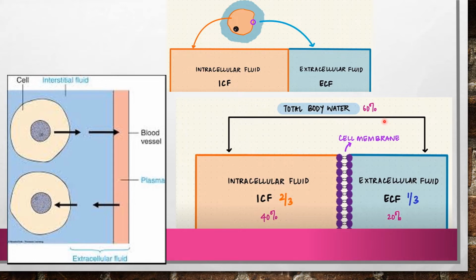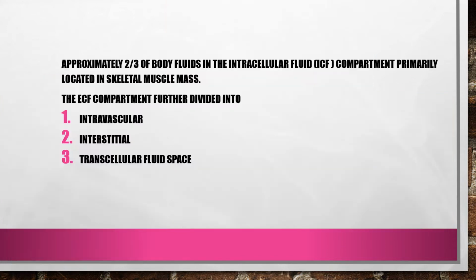This image I have uploaded for understanding purposes. This is a nucleus, this is a cell. Inside the cell, this orange color is the intracellular fluid. Outside of the cell there is a blue color space, that is the extracellular fluid. Clear? Nucleus, this one is the intracellular fluid, this is the extracellular fluid.